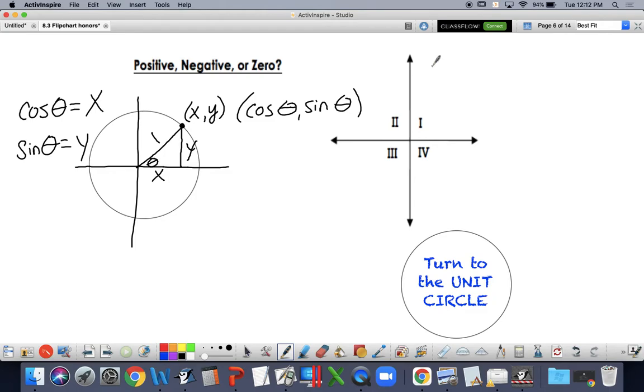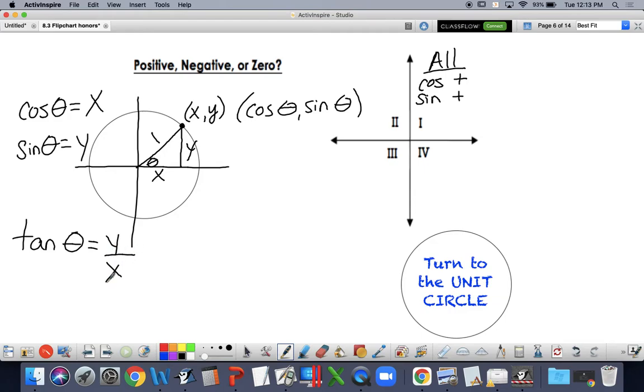We label quadrant 1 as all. We're going to have like a little acronym that helps us remember this stuff, okay? In this quadrant here, cosine is positive, sine is positive. Now how about tangent? Well, what is the tangent of this over here? X over Y. Oh, Y over X. Y over x.